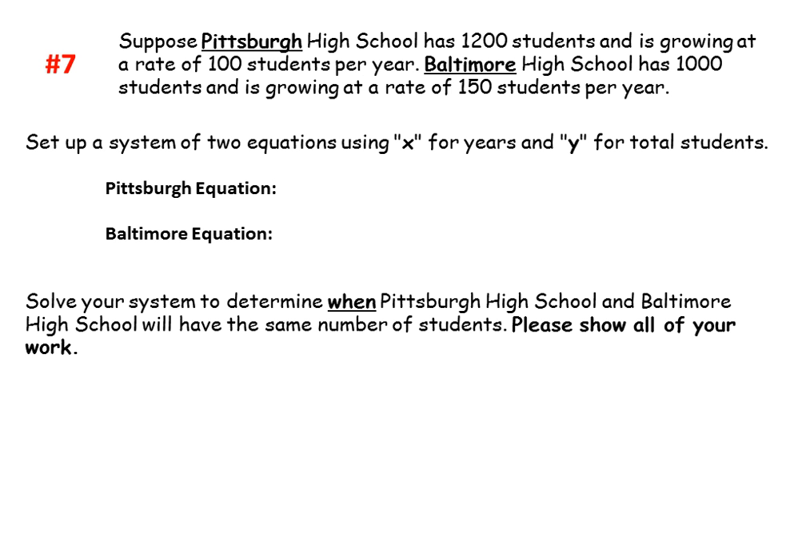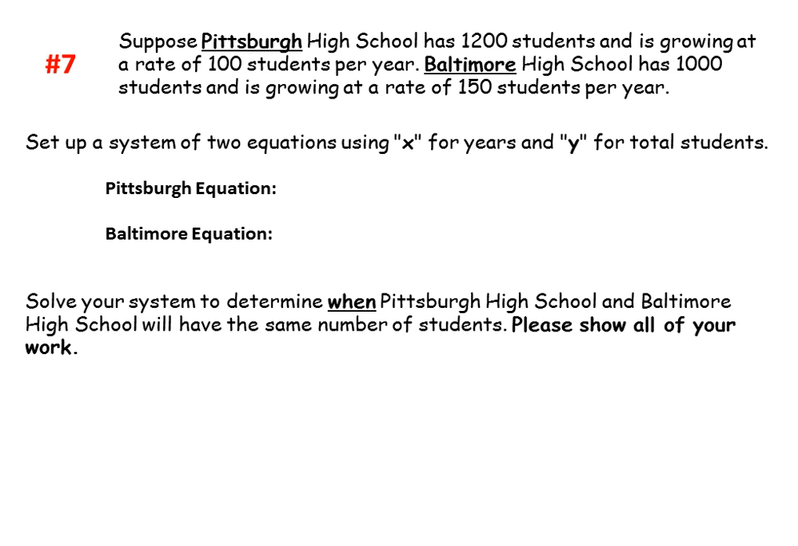Problem number 7, we have Pittsburgh High School has 1,200 students, and it's growing at a rate of 100 students per year. And Baltimore High School has 1,000 students and is growing at a rate of 150 students per year. So we're going to set up a system of 2 equations using x for years and y for total students for each of the schools.